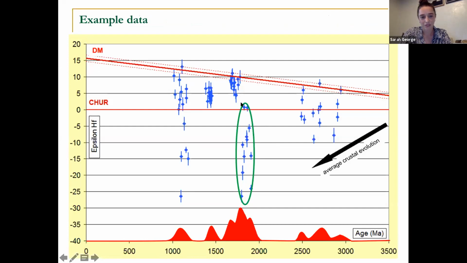We see this vertical spread in epsilon hafnium space. Some things are unsure, and some are gold in epsilon hafnium space. And so there's a vertical mixing array.